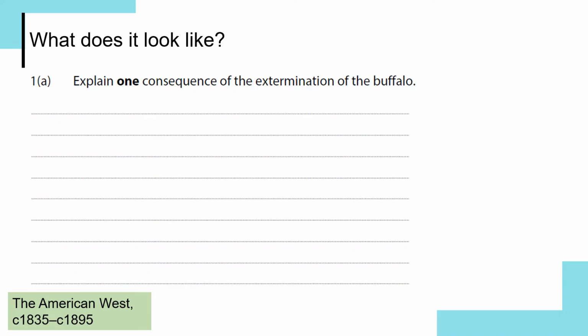Explain one consequence of the extermination of the buffalo. Here, you're being asked to explain what happened as a result of the extermination. You're not being asked to describe it, or how the buffalo were used, or even why they were exterminated. The focus is on one consequence of it. Remember, consequences can be good or bad.